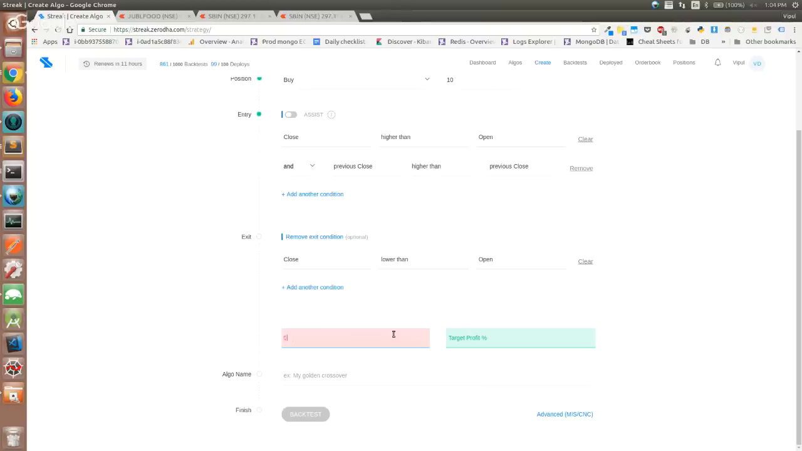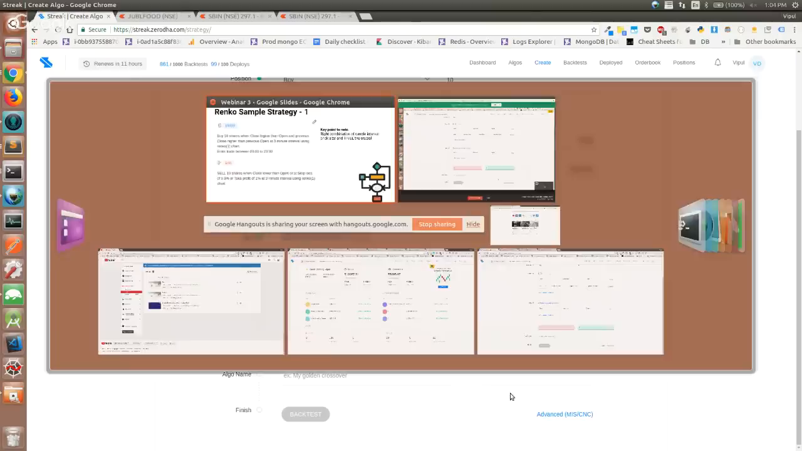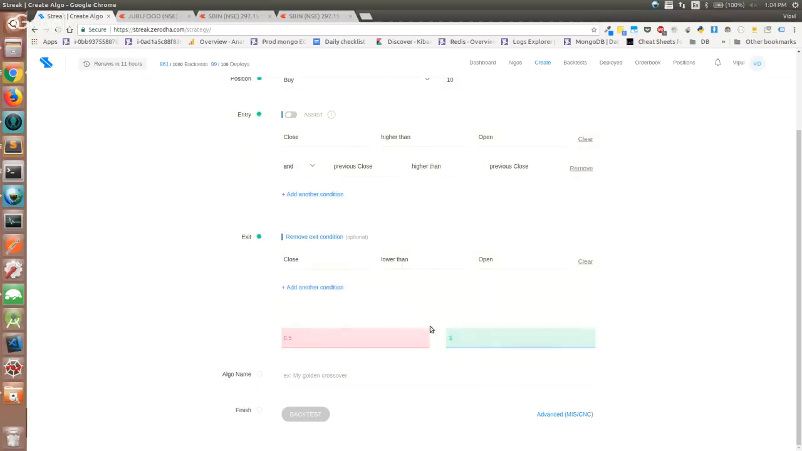So I'll add a stop loss of 0.5%, take profit of 1% to stay in line with the strategy screenshot that is being shown here, because why not? So I'll say price action simple Renko 1, right?